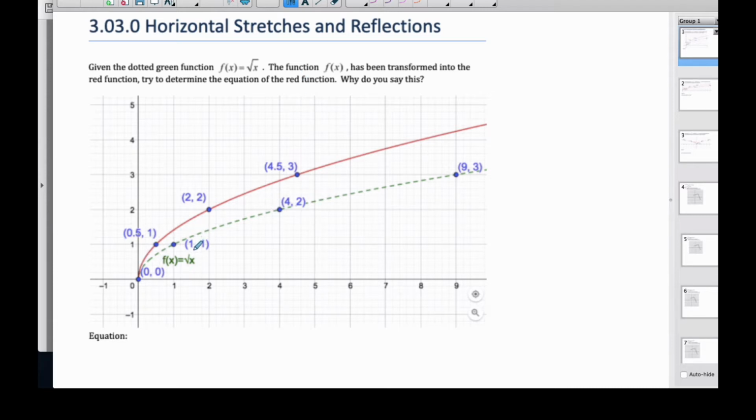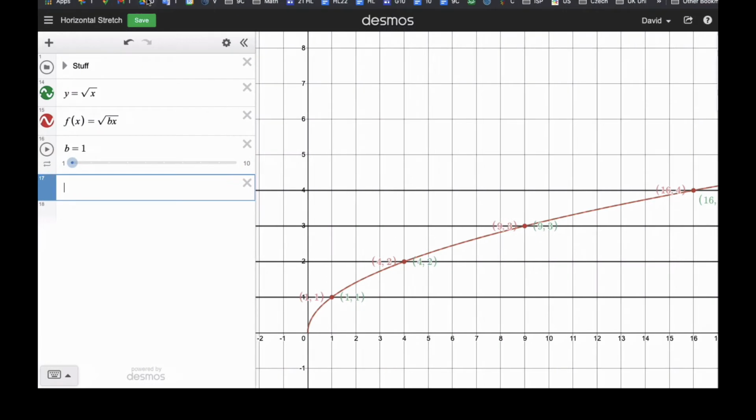I think we want to pay particular attention to these points here. They have the same y value, but the x values are different. Same y, but their x is 4 goes to 2, 9 goes to 4.5, 1 goes to a half. So they all are divided by 2. I want to determine y is equal to what equation here. That's what I want to do. So let's go over to Desmos and play with it a little bit.